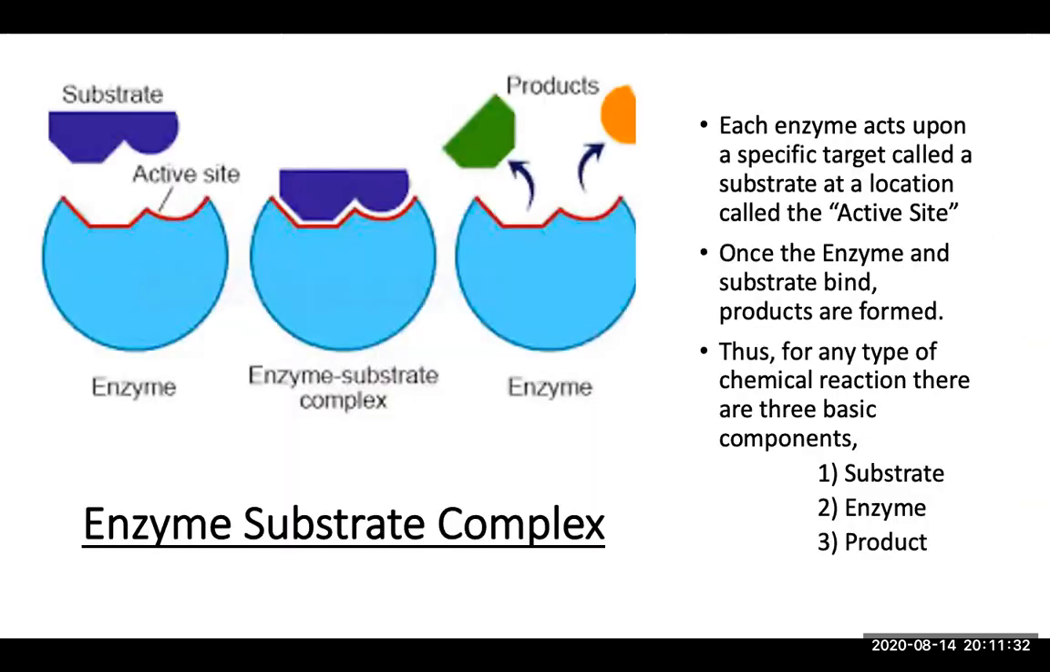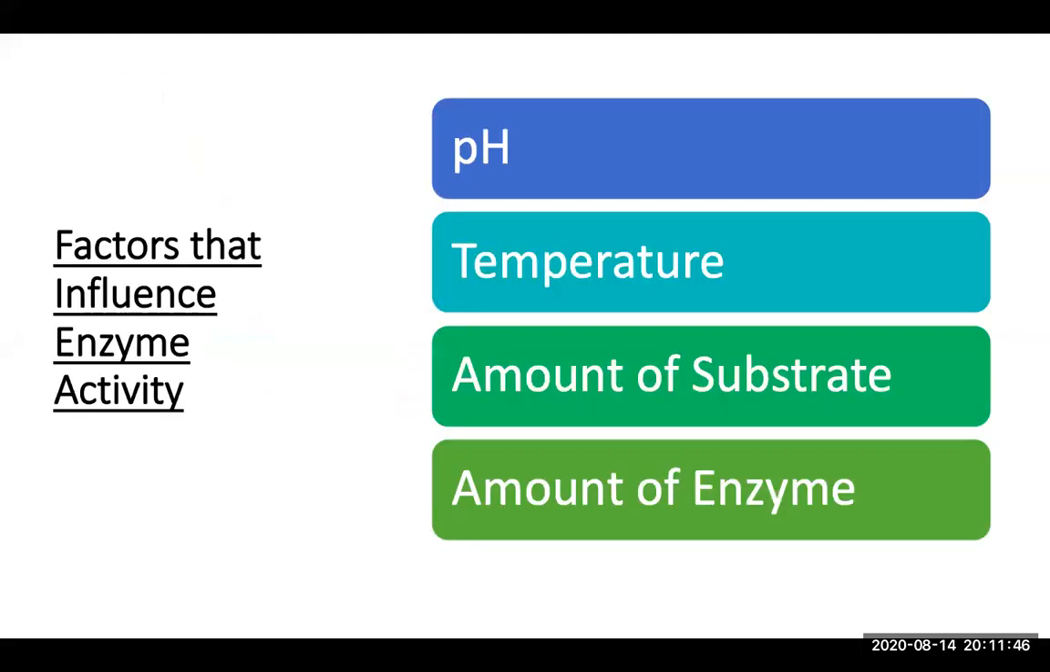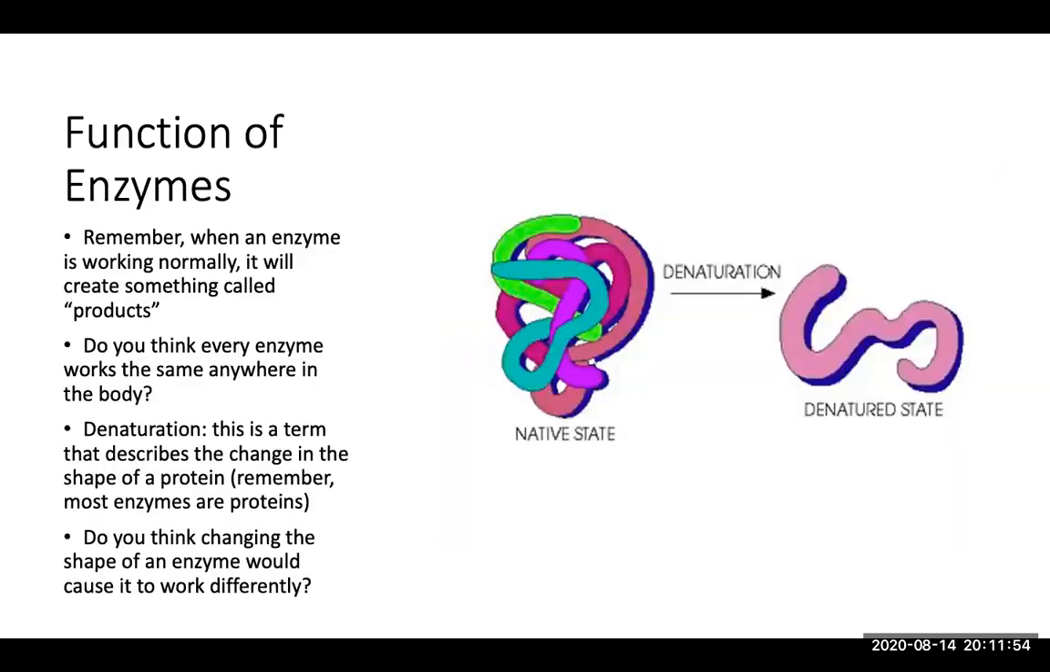Enzyme substrate complex: an enzyme will have an active site which the substrate will bind to. That complex then at the end of the chemical reaction will produce the products. So the enzyme isn't changed at all in the reaction, it just helps speed up the chemical reactions. Factors that influence enzyme activity are listed here: the pH, the temperature, the amount of substrate, and the amount of enzyme. More functions of enzymes are shown here.